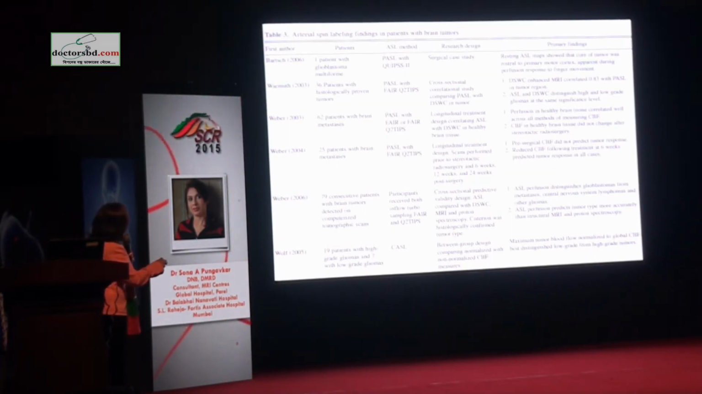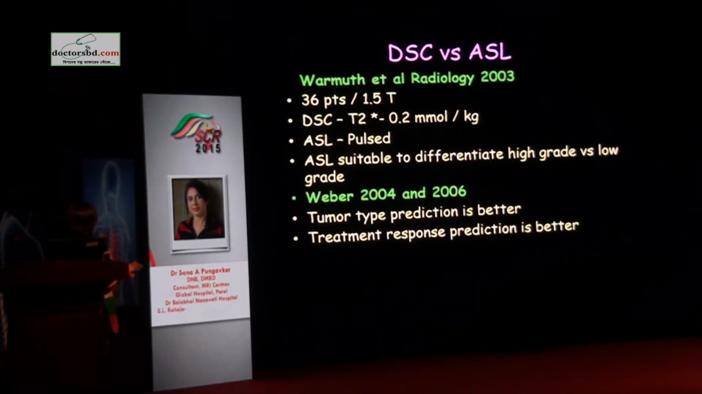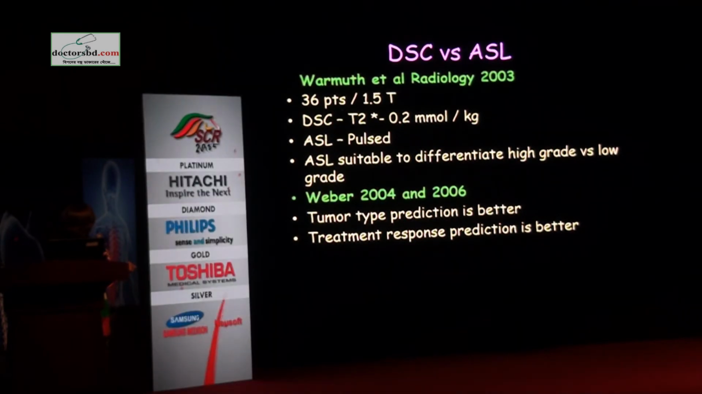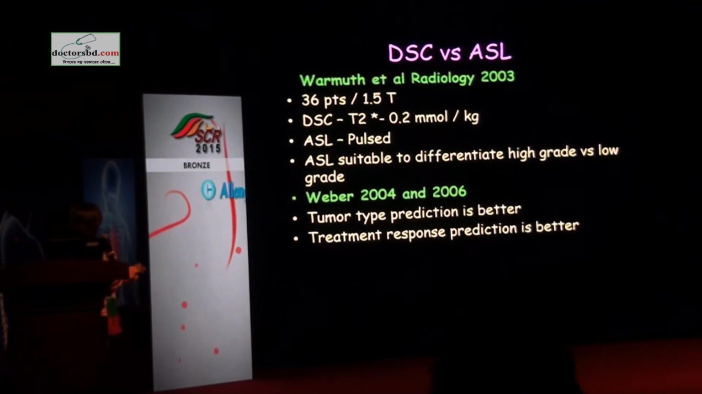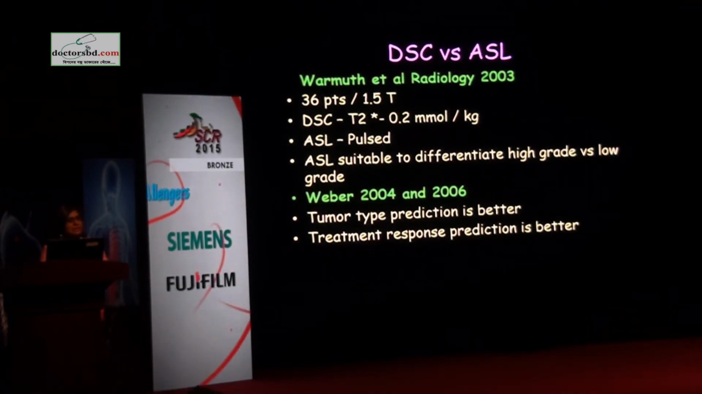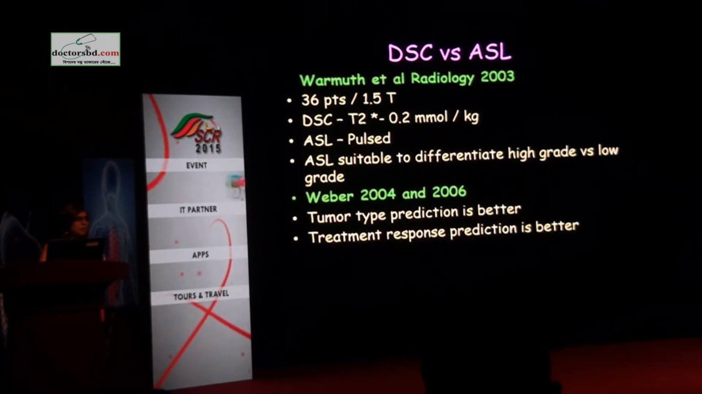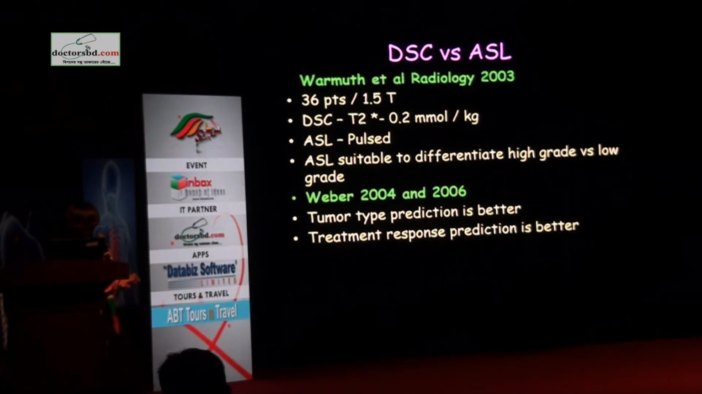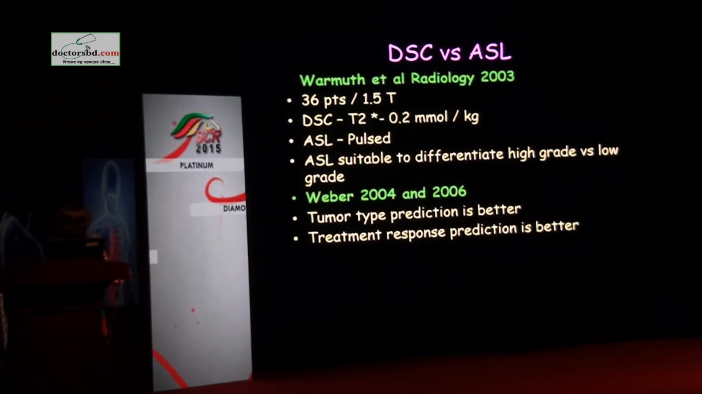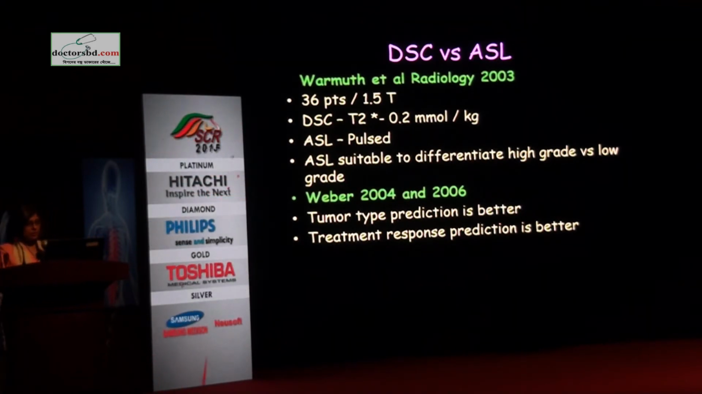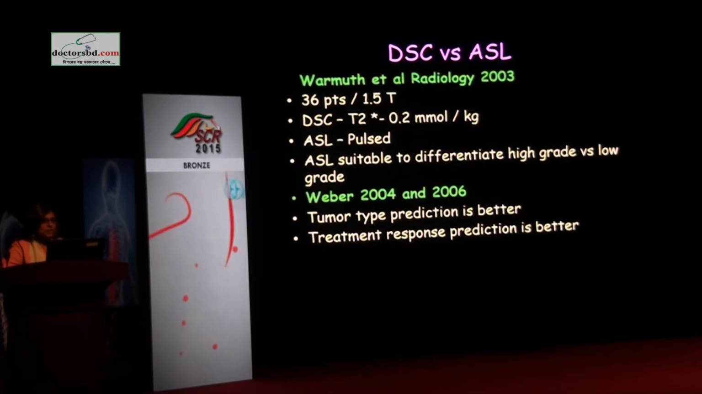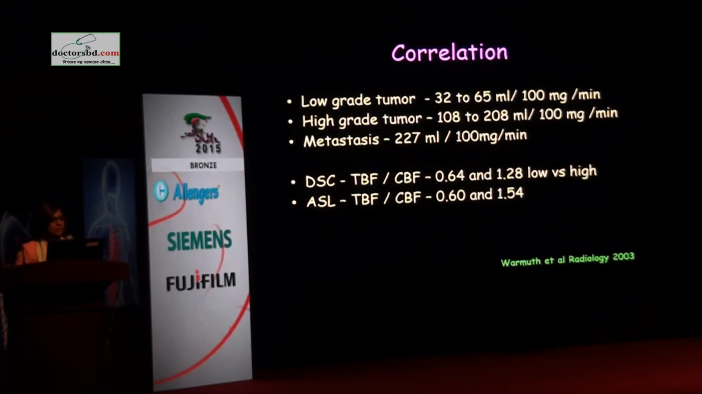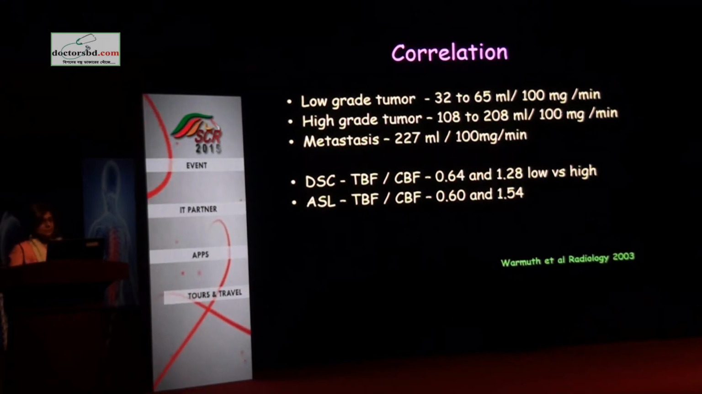So this is the work which has been done on this, almost starting from 2003. The first time, in 2003, they looked at 36 patients on 1.5T and compared a pulsed ASL to DSC. When we look at studies, we must know which technique they used, whether it was pulsed, continuous or pseudo-continuous. They suggested that it is possible to use ASL to differentiate low grade versus high grade, and also to explain whether these tumors will respond to treatment or not.